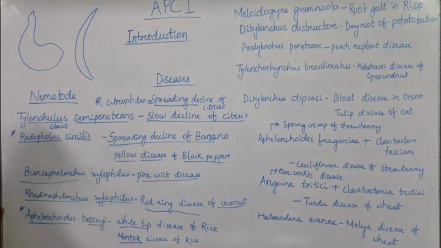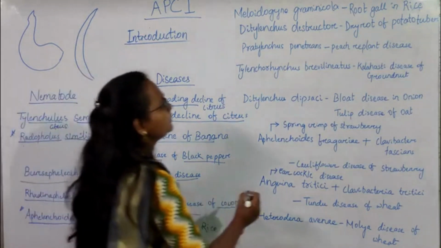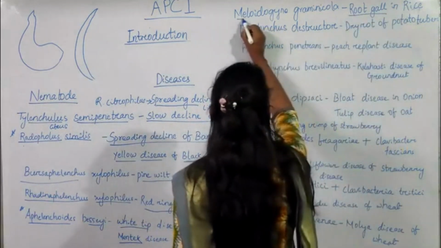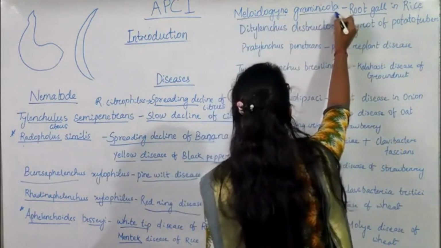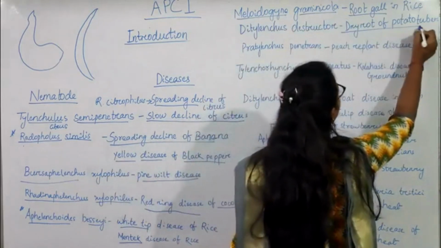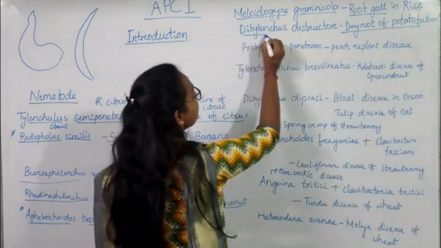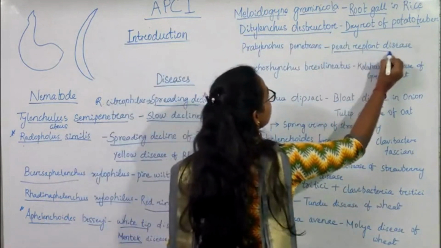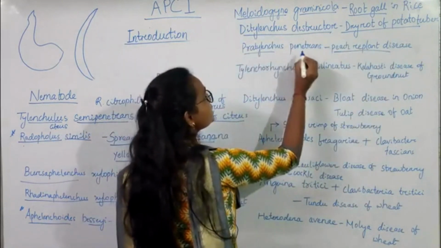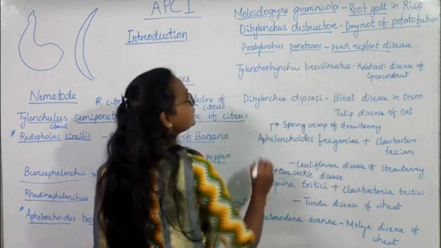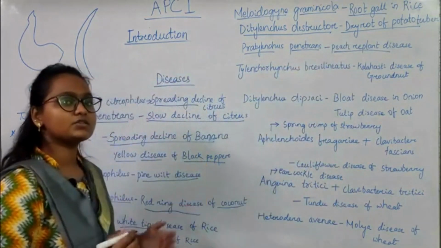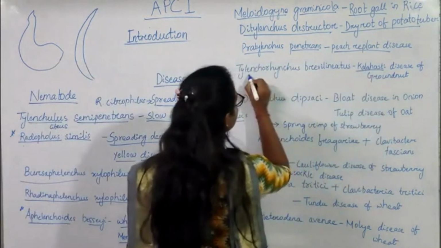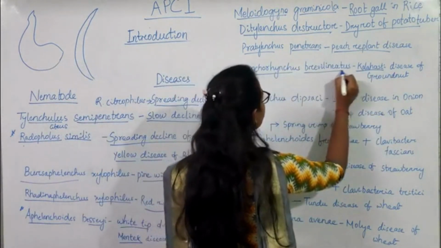ufra disease in rice. And the next is the rice root knot, caused by Meloidogyne graminicola, and dry rot of potato tuber is caused by Ditylenchus destructor. And the peach tree disease is caused by Ditylenchus penetrans. Then the Kalahasti disease of groundnut is a very important one, and the nematode associated is Tylenchorhynchus brevilineatus.